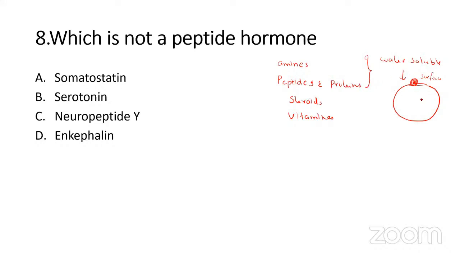But the steroid hormones and vitamins can cross this lipid layer and act on the nuclear receptors. That's the basic difference. Why do amines and peptides act on the cell surface? At the same time, steroids can act on the nucleus because they are soluble in lipids, so they can enter the cell, act on the nucleus and increase nucleic acid synthesis. So let's see which are the different hormones.